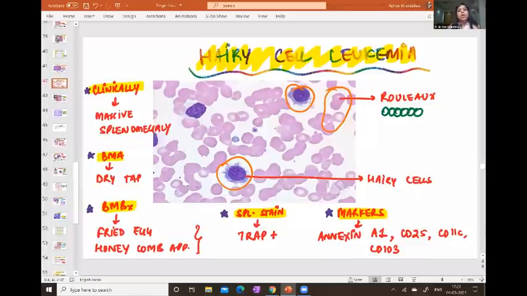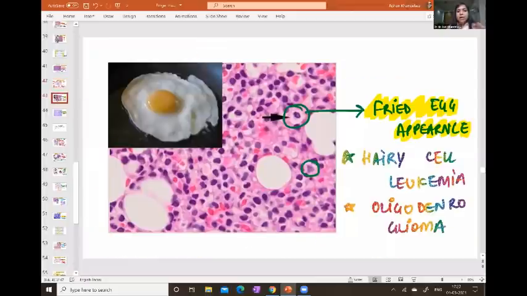Now this image has been previously asked, can be asked to all of you. This shows a fried egg appearance. See, these cells look like fried eggs. So this is called a fried egg appearance. In pathology, remember that's a flashcard which is there. Two fried eggs which you have to remember: one, hairy cell leukemia, another, oligodendroglioma. So hairy cell leukemia and oligodendroglioma show a fried egg appearance.